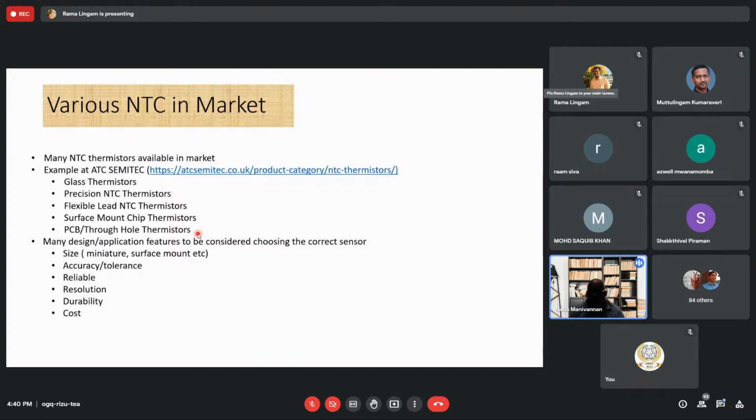And reliable. It should give you reliable results. You keep repeating and get the same results again and again for the same temperature. So reliability is very important. Resolution and accuracy are quite linked together. And durability: it should last for a longer time, right? And the cost, of course, cost is the final thing. So these are simple things we consider when we design a sensor.